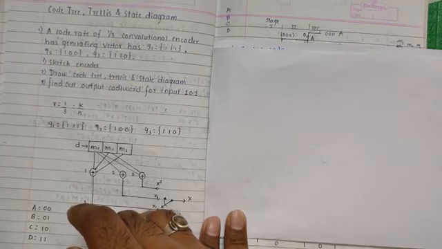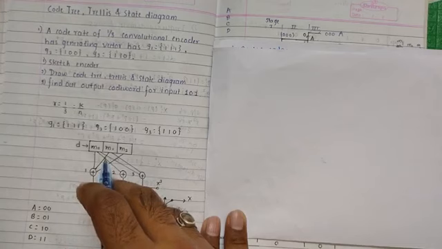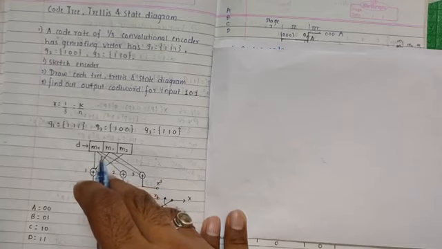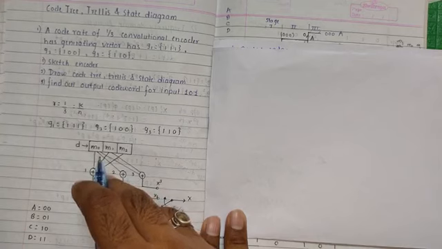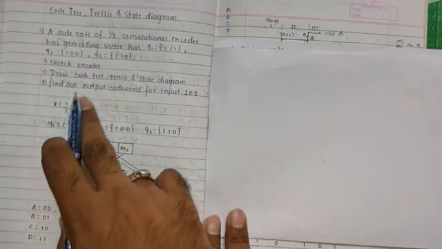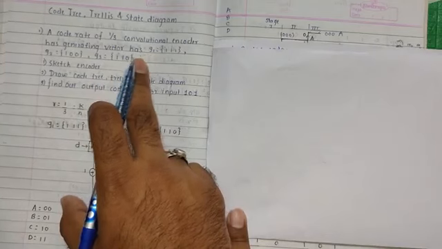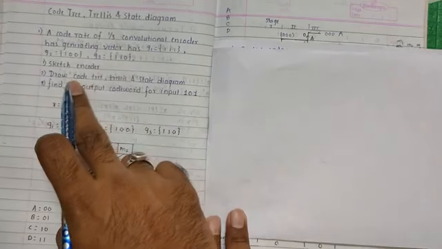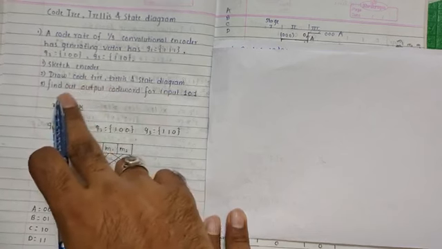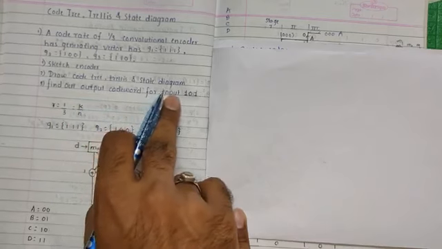For that purpose we can consider one example and try to solve it, and we will see how to draw the code tree, trellis and state diagram. So let us have a look at the numerical. A code rate 1/3 convolutional encoder has generating vectors G1 = 111, G2 = 100, G3 = 110. The first question is to sketch the encoder, draw the code tree, trellis and state diagram, and the next question is to find the output code word for input 101.